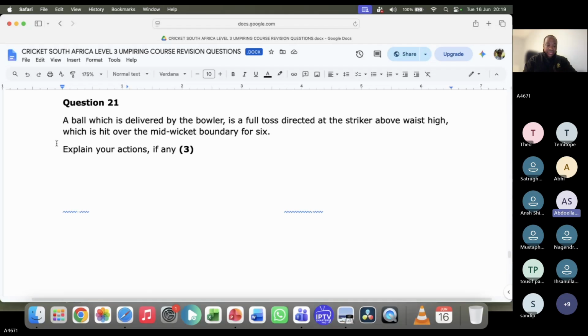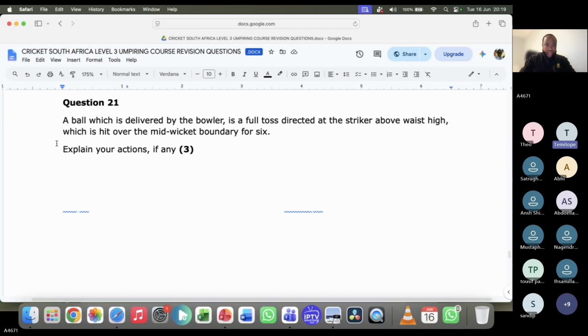What signals will the umpire make? Yeah, for this situation, because it's a full toss directed to the bowler and it is above the waist, that's a no ball for the above the waist delivery. And then at the end of that, after the ball is dead, there's a no ball.